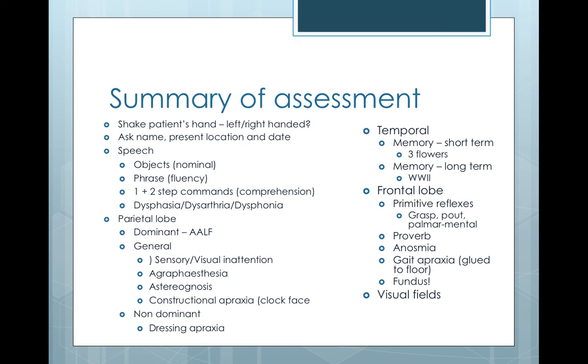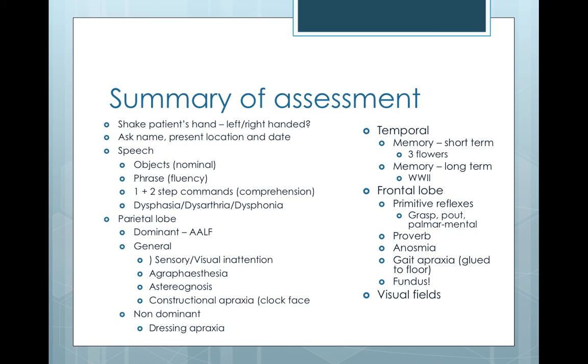You then move on to the parietal lobe testing. So in the dominant lobe, the AALF. So you're looking for agraphia, alexia, left-right disorientation, and finger agnosia. General things would include sensory or visual inattention, agraphesthesia, astereognosis, and constructional apraxia, such as a clock face. The non-dominant stuff is quite well tested for in dressing apraxia.